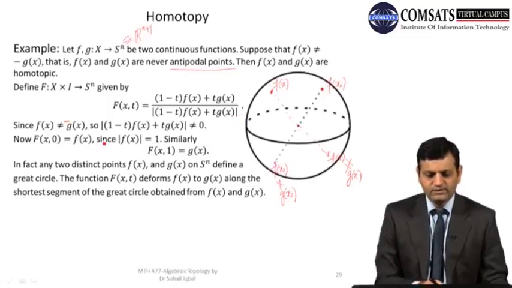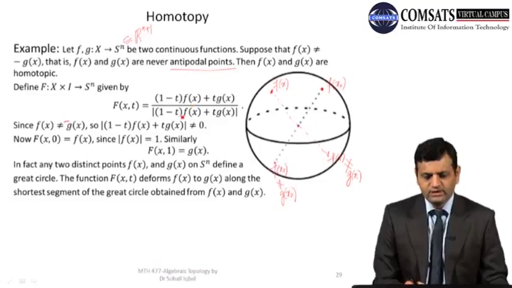Now we can easily observe that if I take t equal to 0 in this function, the numerator becomes f(x) and the denominator becomes the norm of f(x). Why is the norm of f(x) equal to 1? Because f is a function from X to S^n, and the image f(x) is a point on the sphere, so its norm should be equal to 1. Similarly, using the same argument, we can see that F(x,1) is equal to g(x).